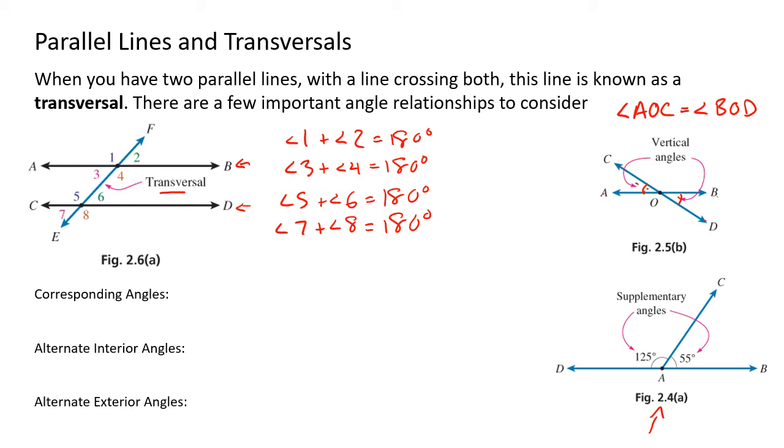So what that means is that angle 2 is equal to angle 6. Similarly, angle 3 is equal to angle 7. And in another instance, angle 4 is equal to angle 8. You can also write it as angle 1 is equal to angle 5, because they're in the same location, just on a different parallel line. One is on the parallel line CD, one is on the parallel line AB.